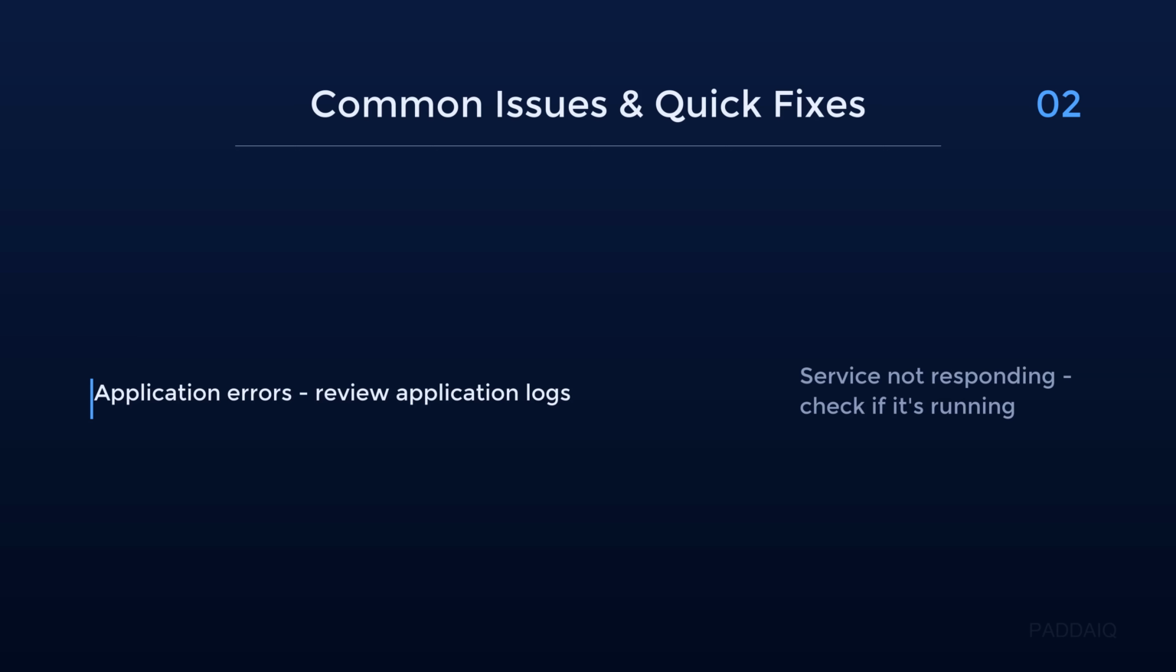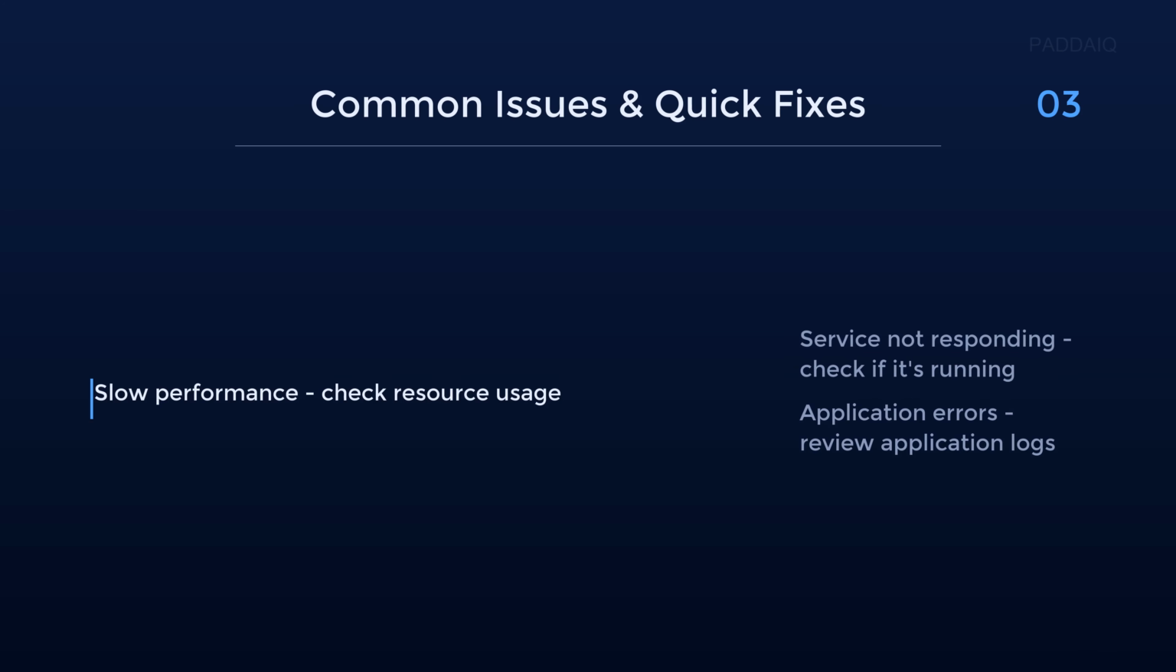Application errors, review application logs. This means checking the detailed records your app automatically generates when problems occur. For example, if users cannot log in, the logs might show a database connection failure. Always check logs first to pinpoint the exact cause of errors.